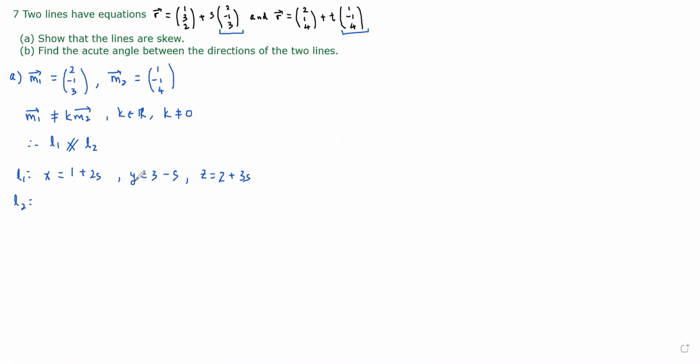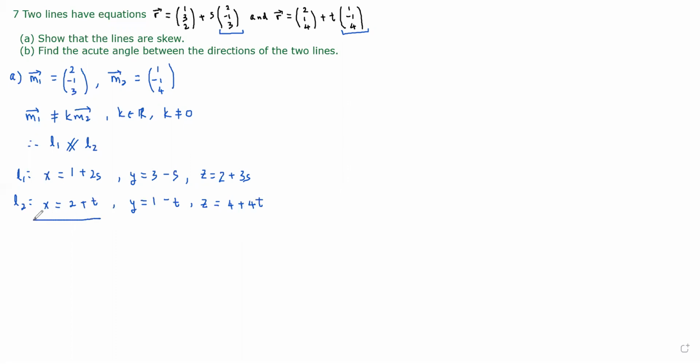For line 2, equating the i components, we have x equals 2 plus t. Equating the j components, we have y equals 1 minus t. And equating the k components, we have z equals 4 plus 4t.